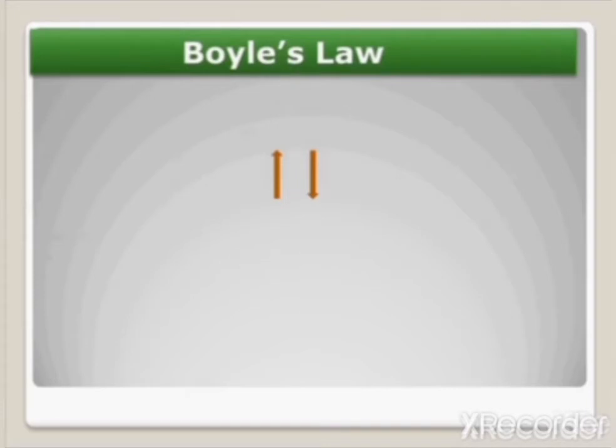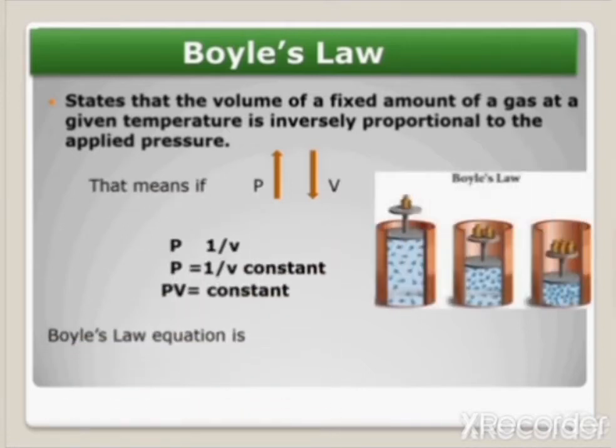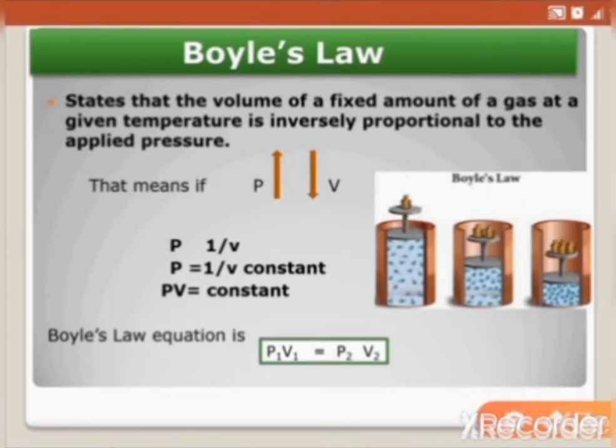Boyle's law states that the volume of a fixed amount of a gas at a given temperature is inversely proportional to applied pressure. That means if the pressure on a fixed amount of a gas is increased, volume decreases. On the other hand, if the pressure on a fixed amount of a gas is decreased, volume increases.